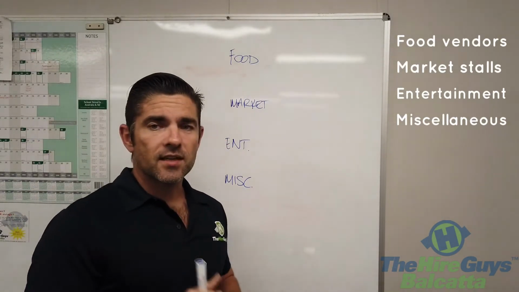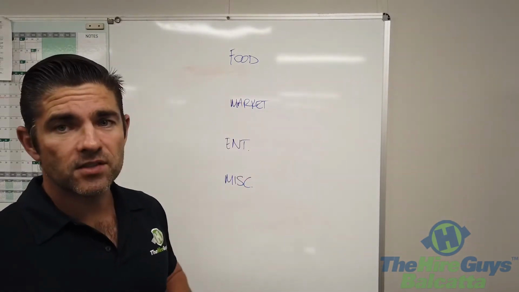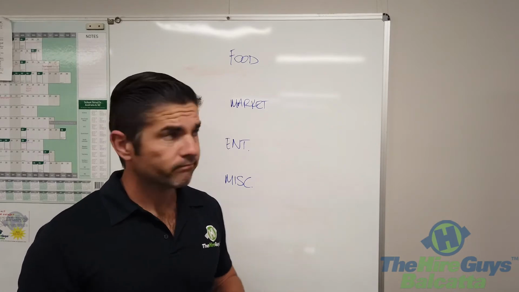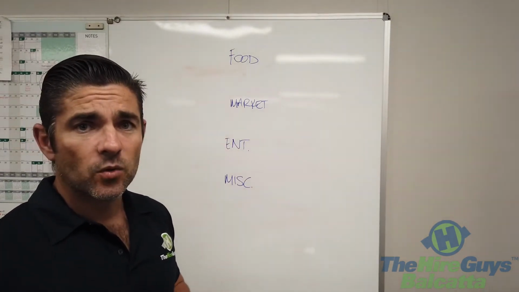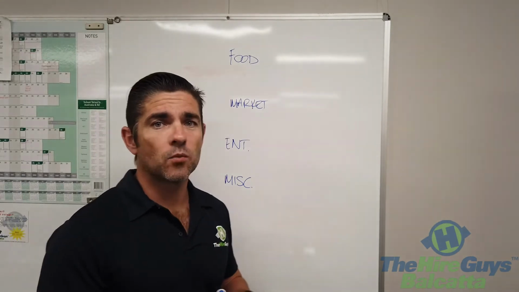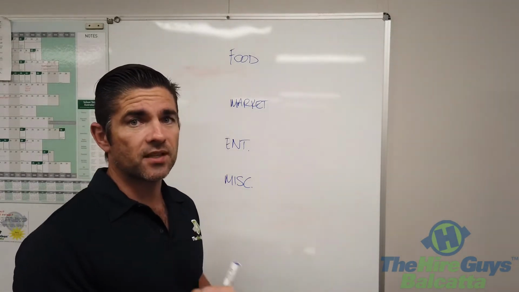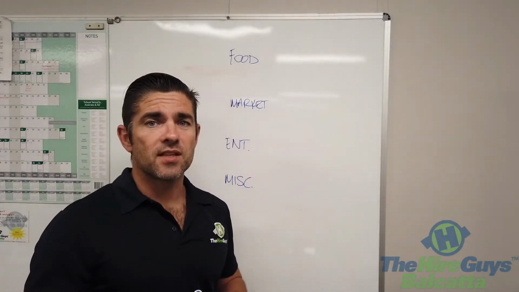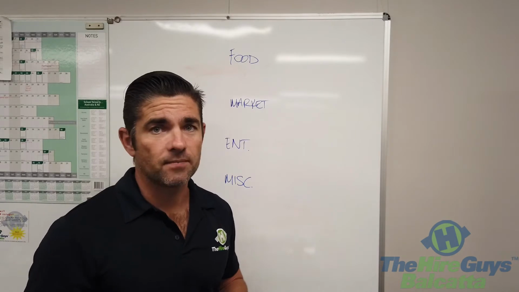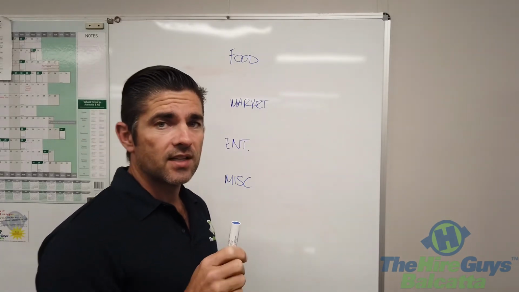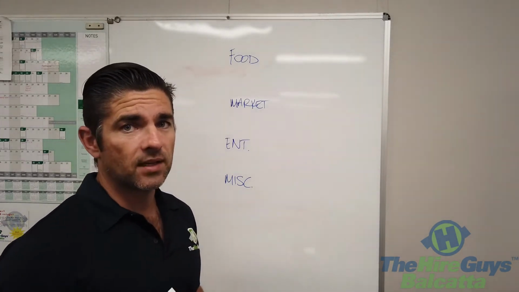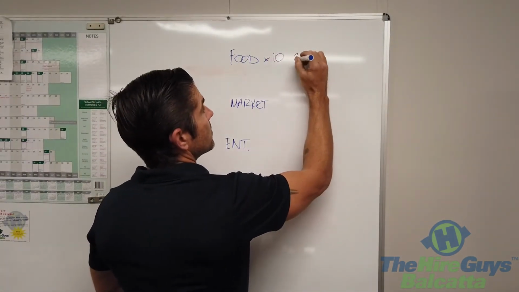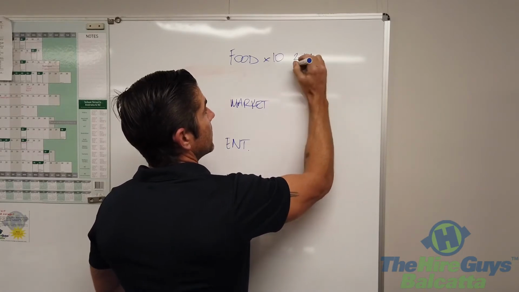Okay, so if we go through these categories one at a time, we'll look at our food vendors. What we're going to do is go through and mock up a small event. So in this instance, we've sent out a request for information to the foodies, and we've asked them whether they are cooking predominantly with electricity or gas. For this instance, we'll assume that they're cooking with electricity, and we've asked them how many outlets they require. So we've got 10 food vendors, and each one of them has told us that they want two 15 amp outlets each. So we've got food times 10, and they want 2 times 15 amp each.